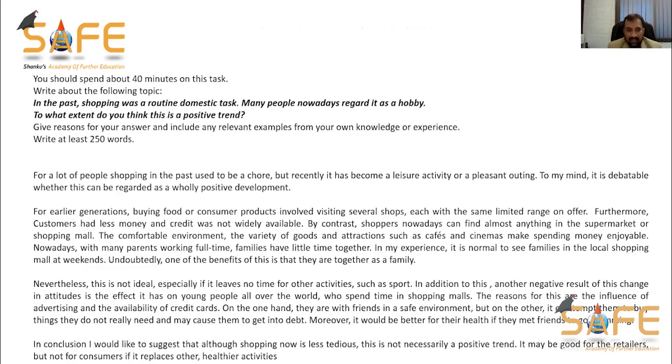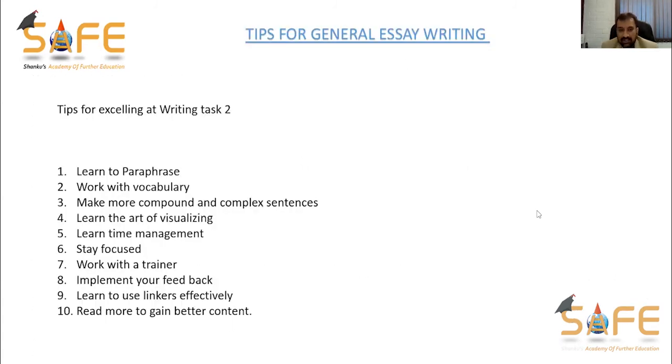For example, in the previous essay we saw, for earlier generations, buying food or products involved visiting several shops, each with a limited range. So this is a complex sentence where the writer is highlighting what he wants to portray: how the system was in the past and how it is in contrast with the present system. So this is the way he has created more compound and complex sentences.